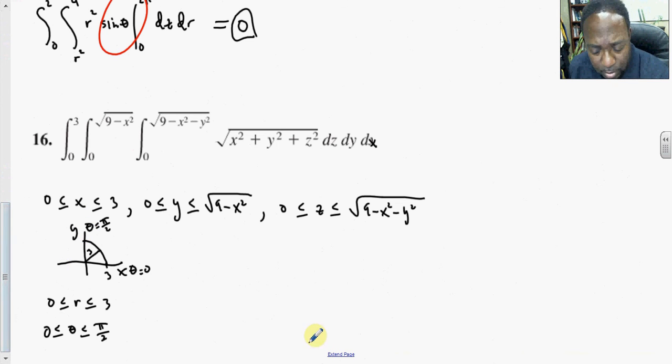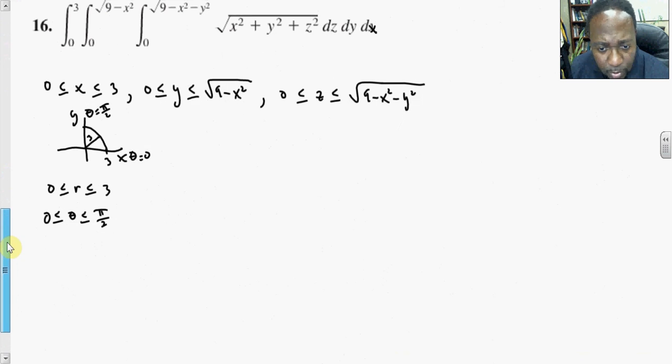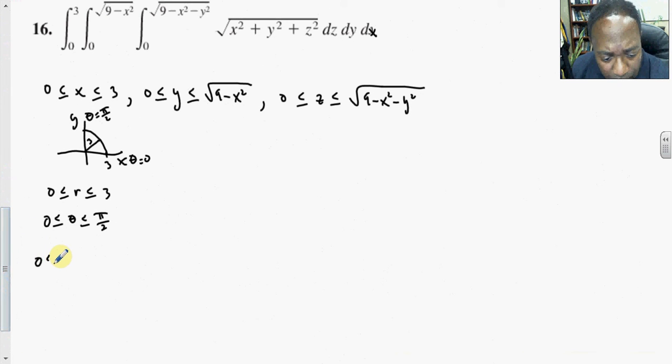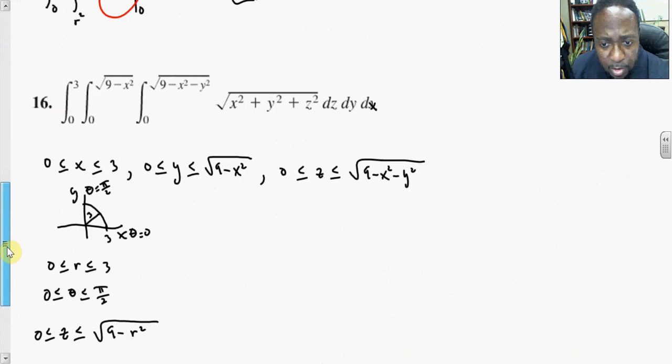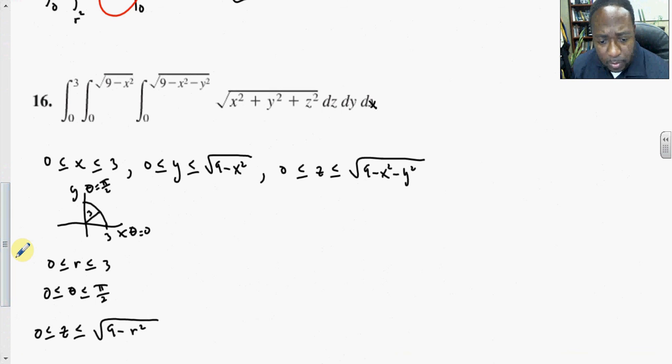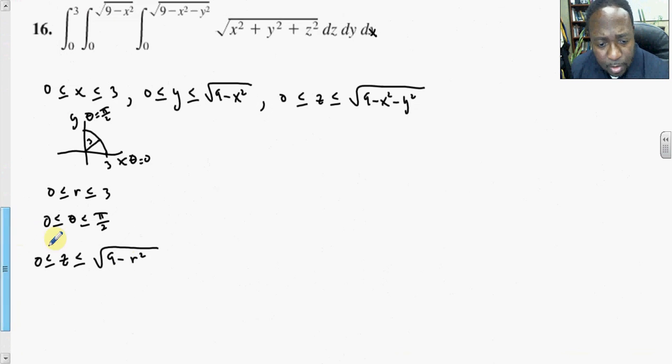Now if we were converting to cylindrical, we have 0 less than or equal to z less than or equal to the square root of 9 minus r squared. So we want to convert this to cylindrical coordinates.